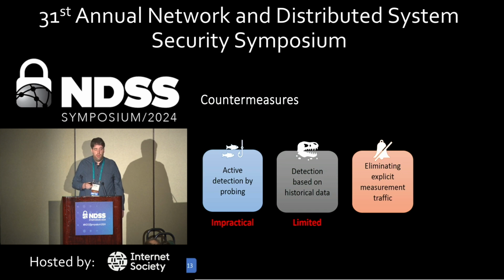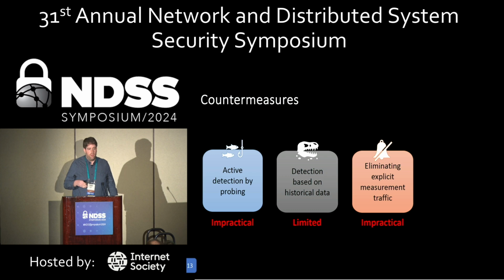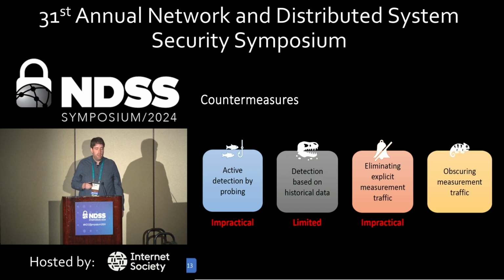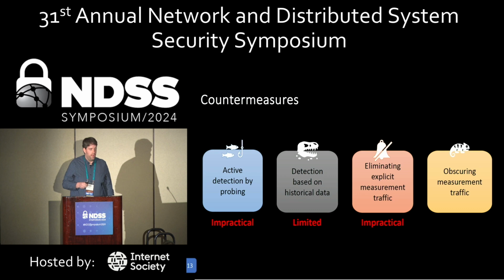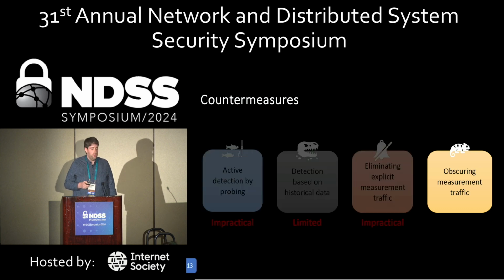Another possible countermeasure is eliminating explicit measurement traffic to the relays. This is the most promising approach. However, current research is impractical and is not yet deployed in Tor. And lastly, one can obscure the measurement traffic by, for example, hiding the IP of the bandwidth authority. And I want to concentrate on this point.